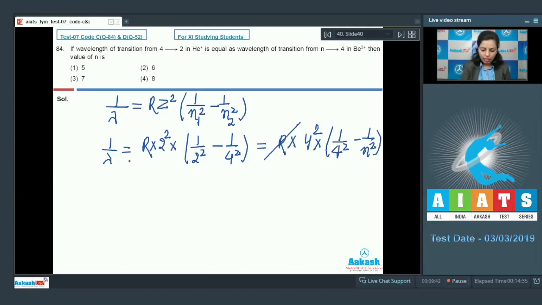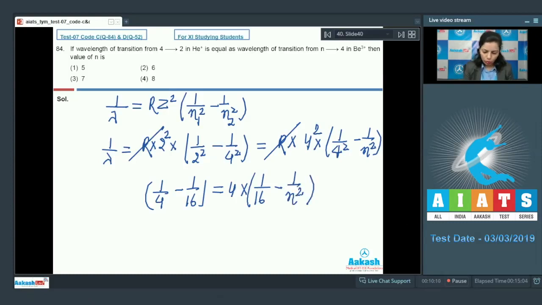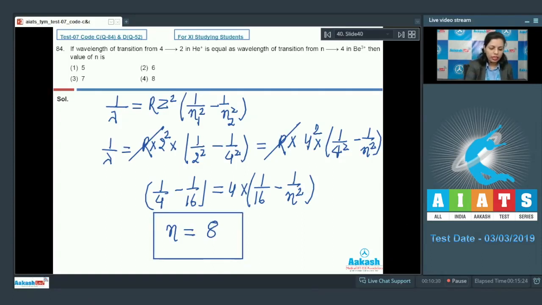So in this case, R can be cancelled, and here this is 2² and it is 4². So simplify it to write 1/4 − 1/16, and it is equal to 4 (1/16 − 1/N²). Now it's your turn. Just solve this for the value of N. This N value is equal to 8 in this case if you solve. And on that basis, this is the correct answer also. So the value of N is 8. That's why option 4 is the correct option that you can easily choose.